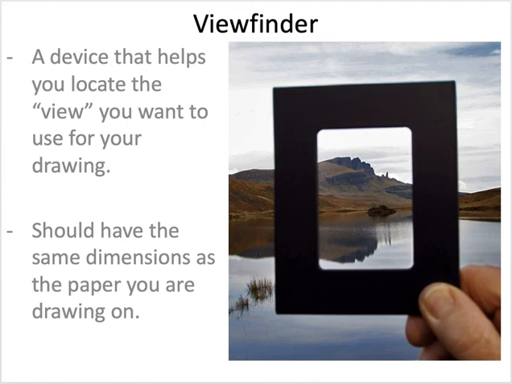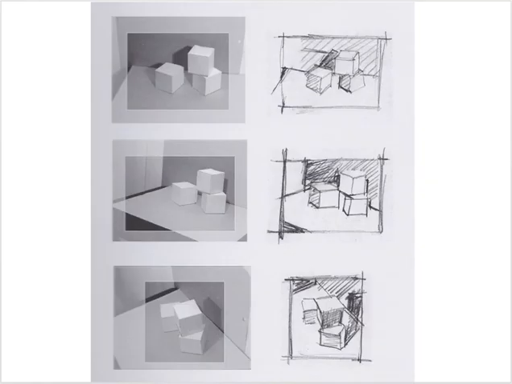And it's 3" by 4" because proportionally that matches 18" by 24", which is the size of the paper that we use. You want it to have the same dimensions as the paper you're drawing on. If it doesn't, that's not really that helpful, because if something fits into your viewfinder, it may or may not fit into your paper.